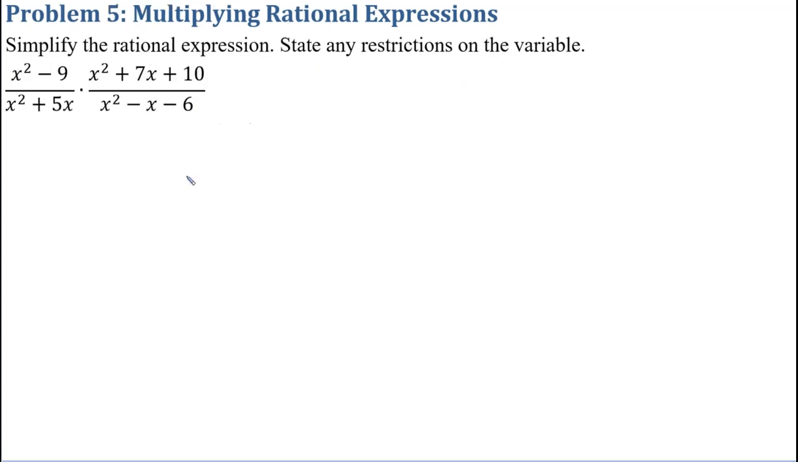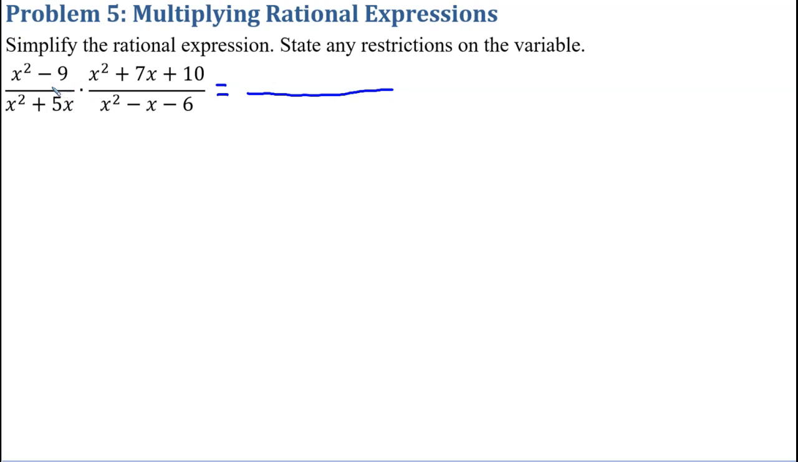Next thing we're going to look at is multiplying rational expressions. Here I have one rational expression times another one. So multiply and simplify. Multiplying rational expressions is just going to come down to writing the factors next to each other. Remember, when you multiply fractions, you just multiply straight across the top and straight across the bottom.